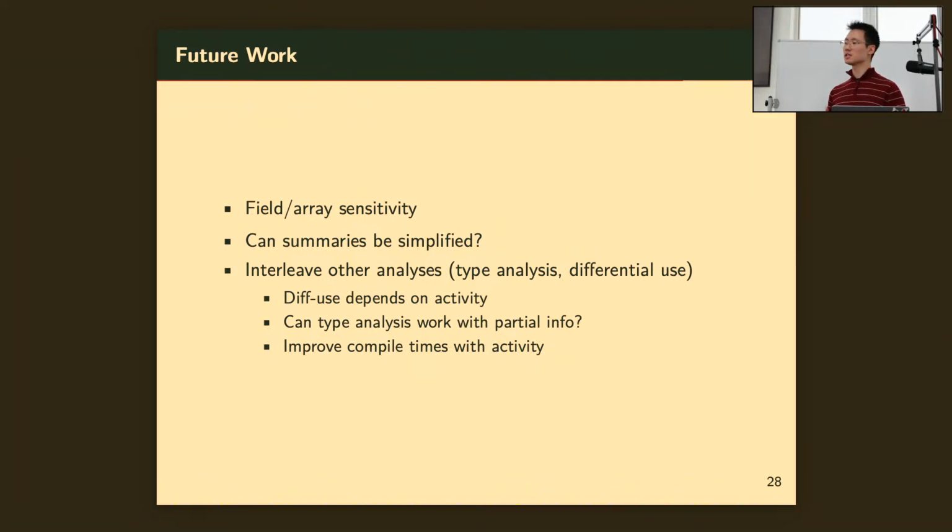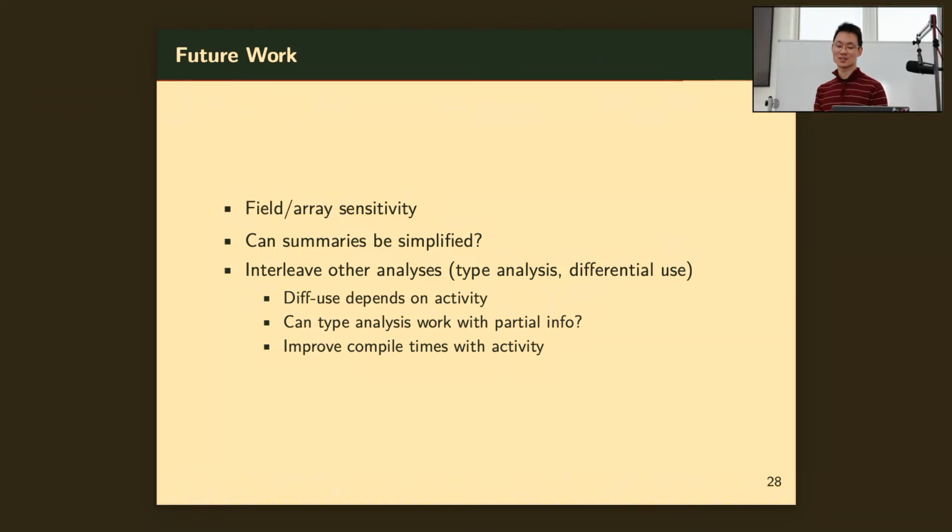We can potentially improve the precision by tracking separate activities for each struct member or each array element, if that is useful. In addition, the summaries right now are essentially a serialization of the entire relative analysis state. It might be possible to simplify the summaries and simplify the information that we pass between compilation units without losing too much precision in the results.